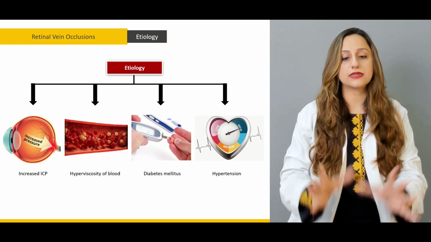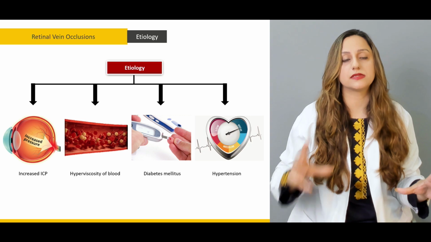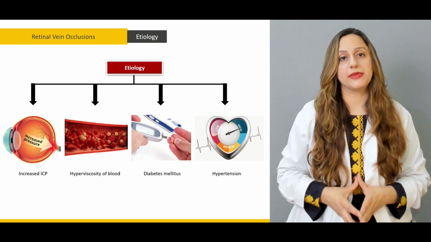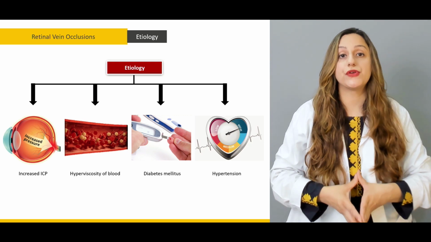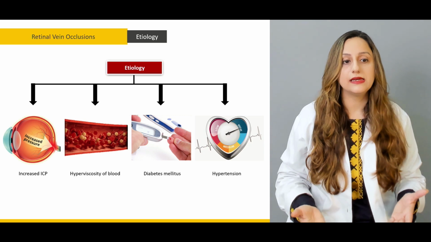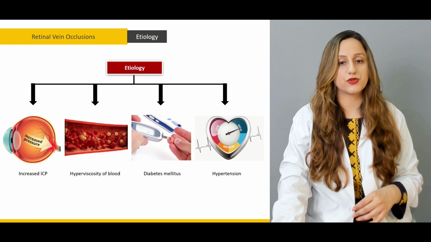Hypertension, so these are the systemic factors: hypertension, diabetes mellitus, SLE, sickle cell. All of these systemic illnesses are going to further aggravate the condition in a patient, and finally the retinal vein occlusions can occur due to all of these phenomena or factors.